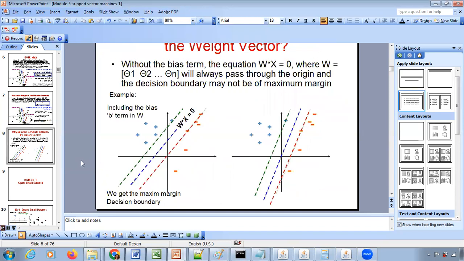So by including a bias, we are allowing the wx equal to 0 line to cut the x-axis at some data point instead of the origin. If you don't allow the bias, wx equal to 0 will always go through the origin. If you allow the bias, wx equal to 0 may still go through the origin if that itself gives you the maximum margin. If by cutting the x-axis somewhere else that will give you the maximum margin, it will go through that.